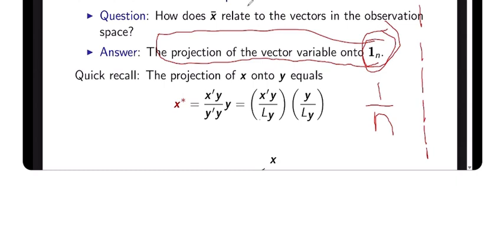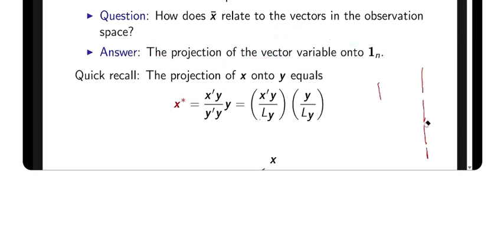Okay, now because we mentioned projection, we want to see how projection works. Take a look at this. Because I want to understand the projection of a vector into ones, I first need to understand how we say something is projected into something. So I want to talk about the projection of x into y, mathematically.